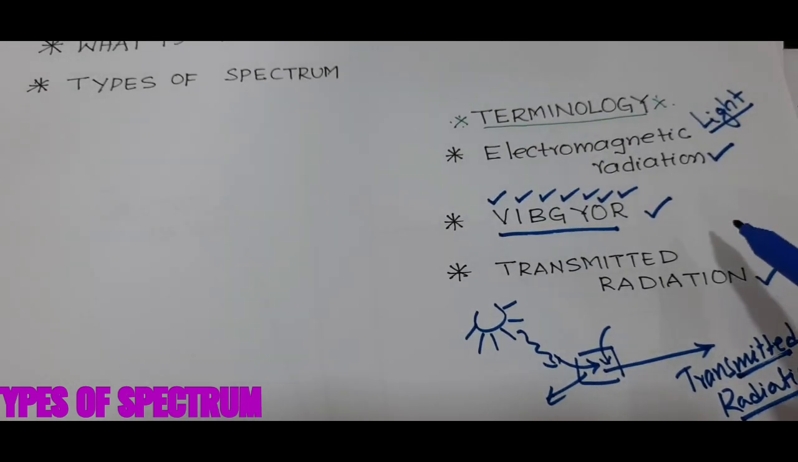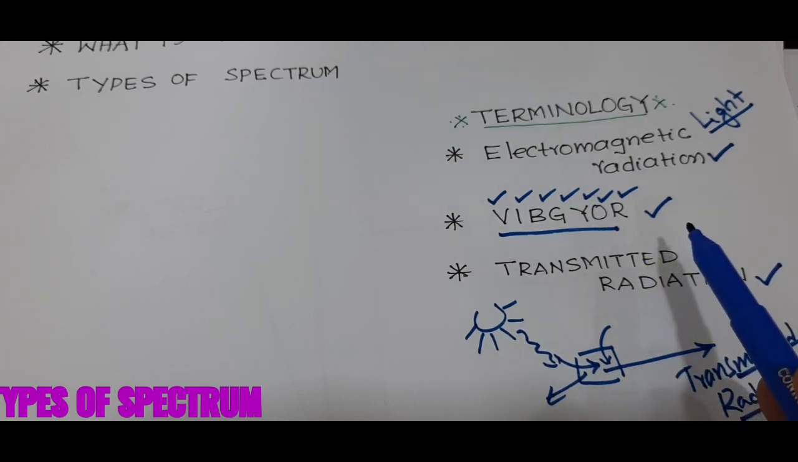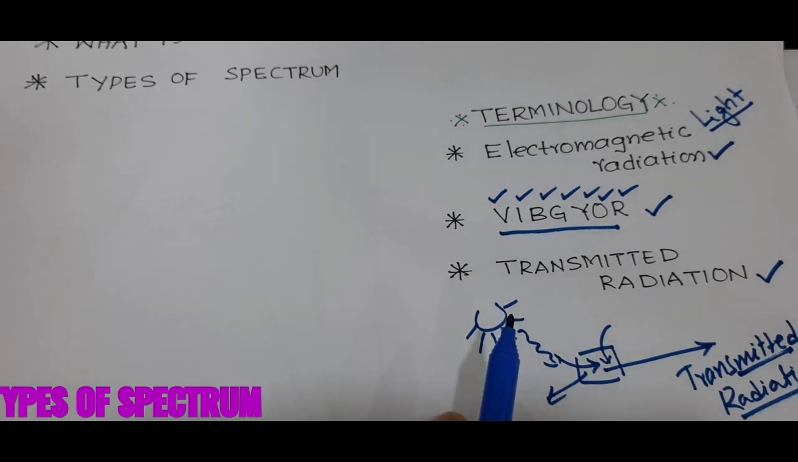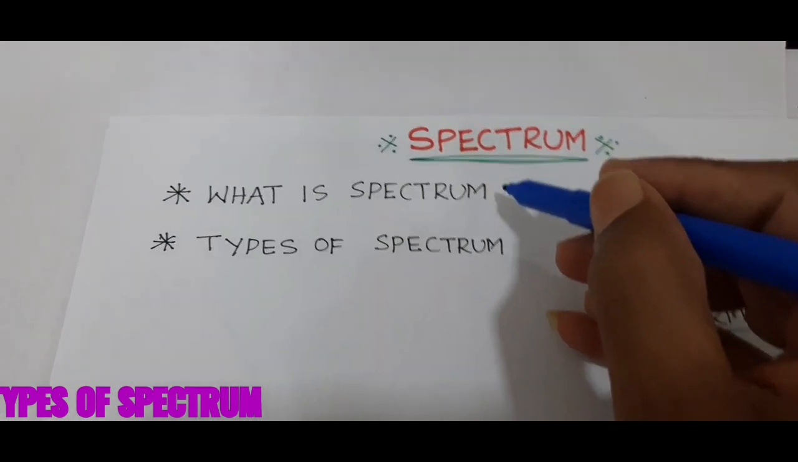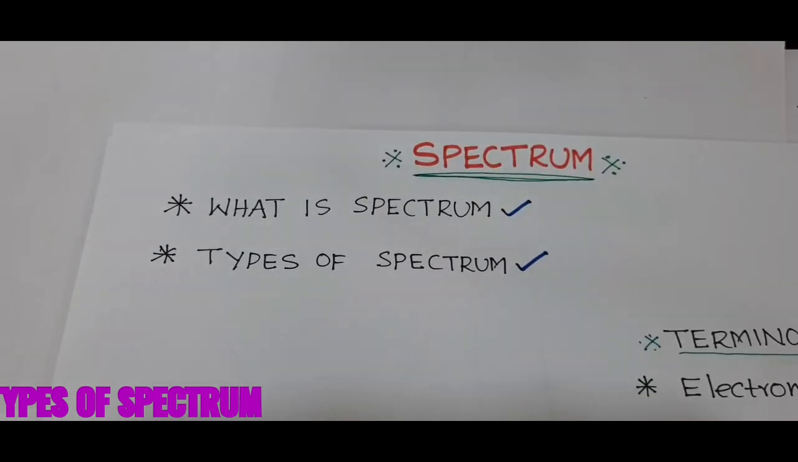So electromagnetic radiation, nothing but light. What is called VIBGR? White light is called VIBGR. And transmitted radiation means the radiation which is passing through a substance. And what is a spectrum? Come to what is a spectrum and how many types of spectrums are there.